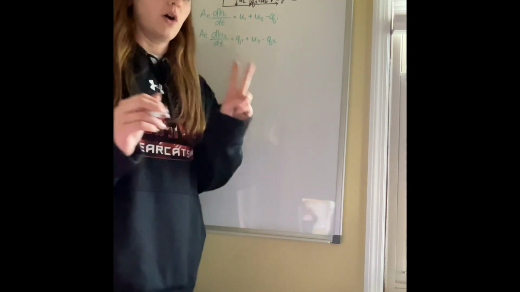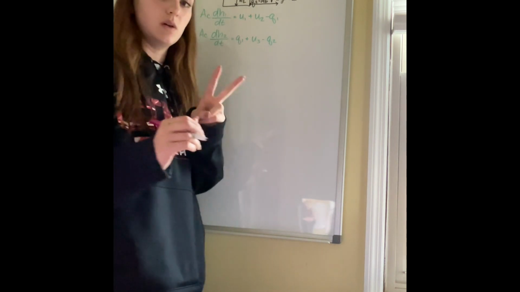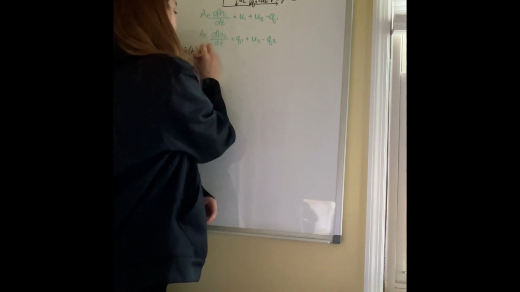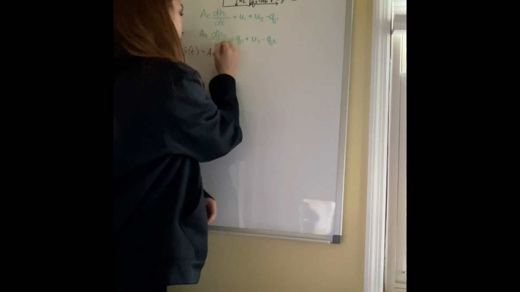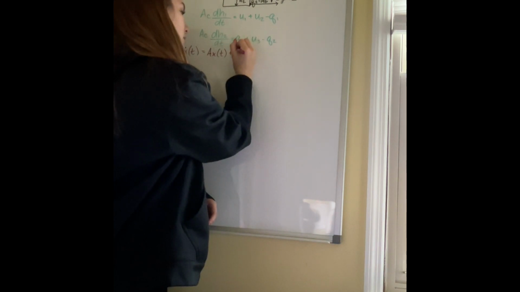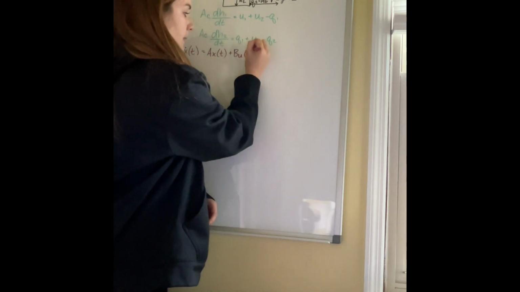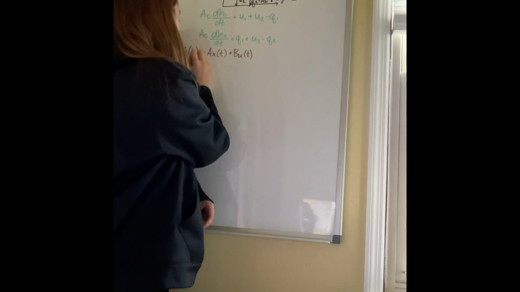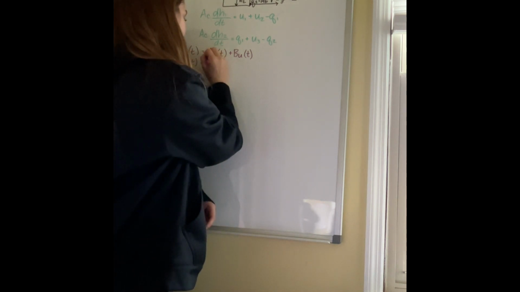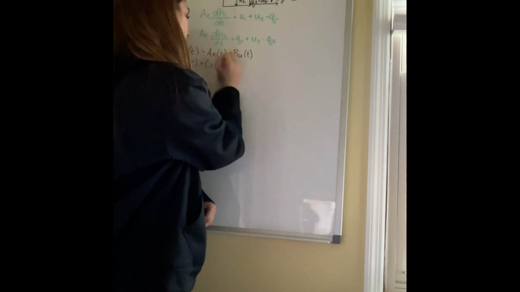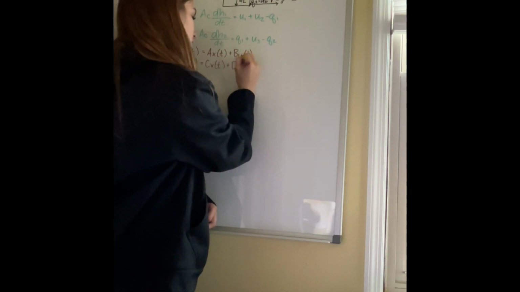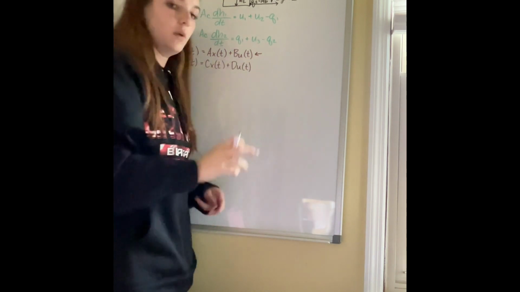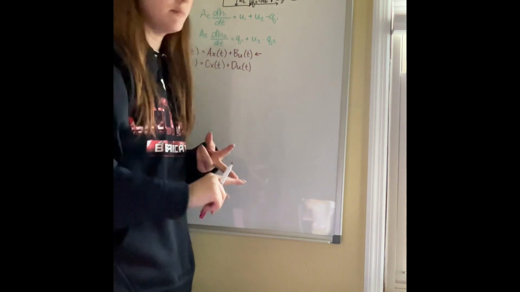So to start, there are 2 parts to our state space equation. The first part is x dot of t is equal to A x of t plus B u of t. And then we also have y of t is equal to our C x of t plus our D u of t. So we are going to use our x dot equation to find our matrices A and B.